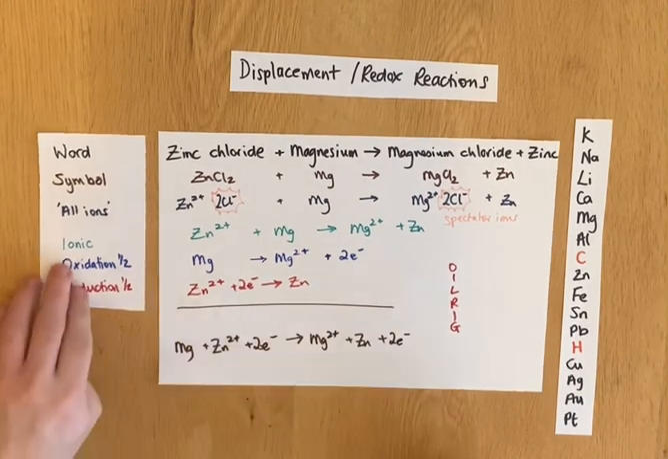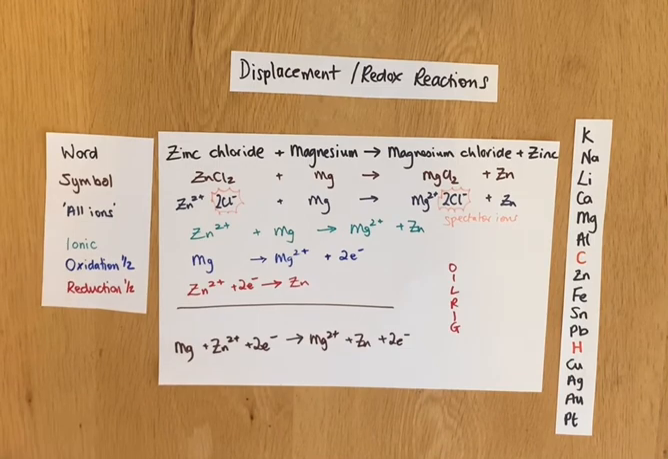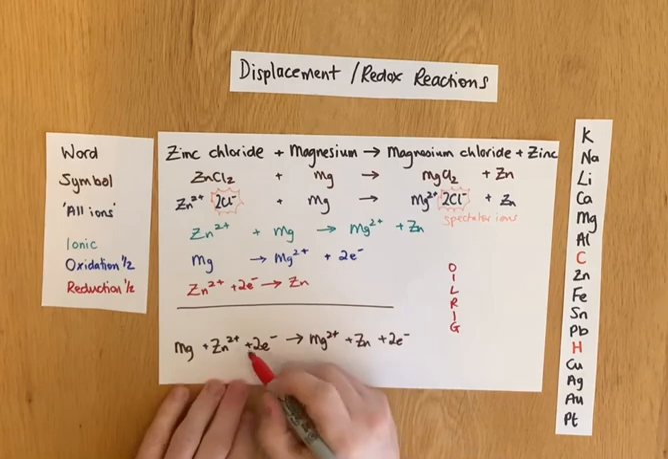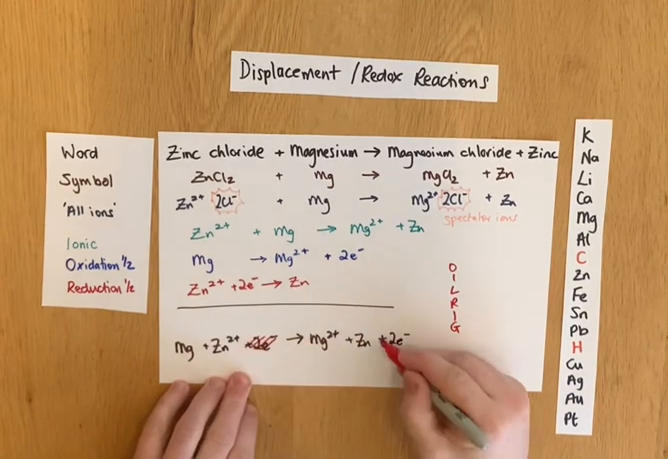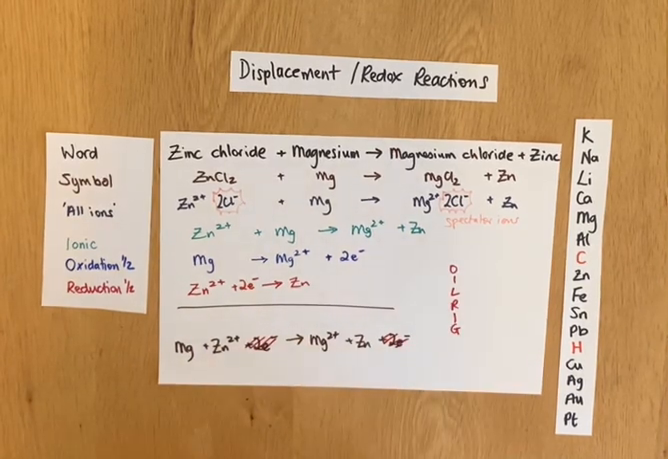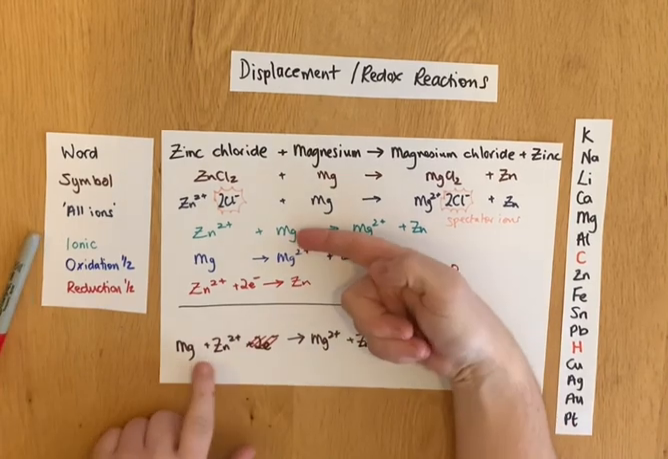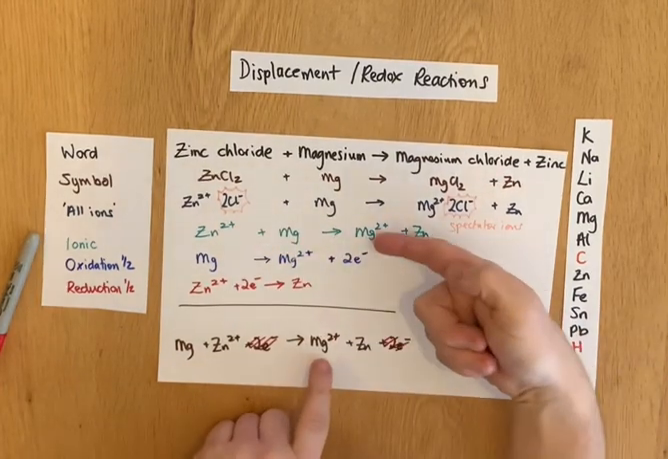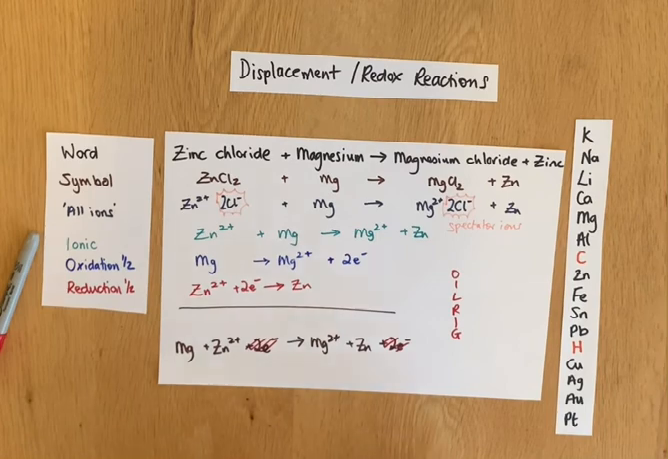Good. Now, this is interesting. I have electrons before and after. They cancel. What's left? Magnesium reacting with zinc ions to make magnesium ions and zinc atoms. Ding ding.